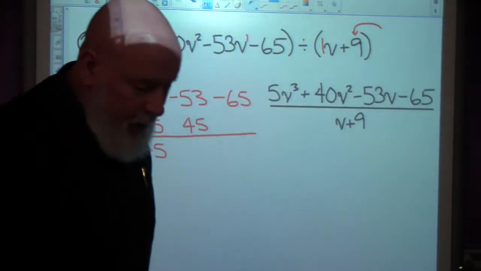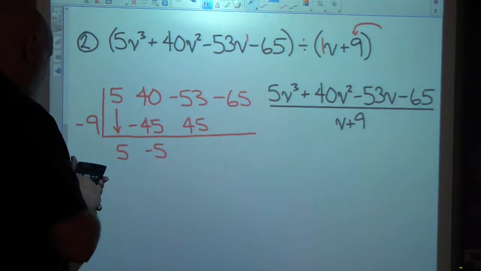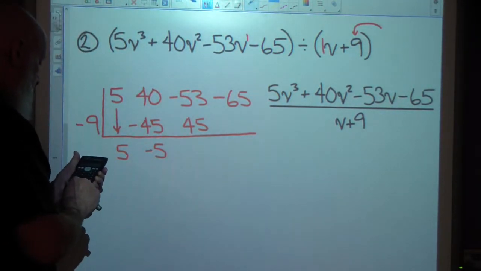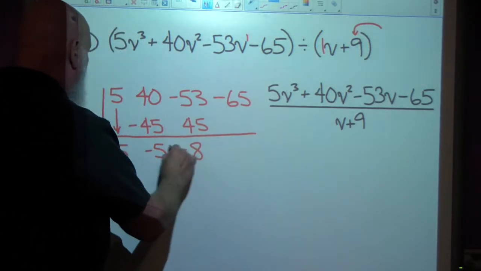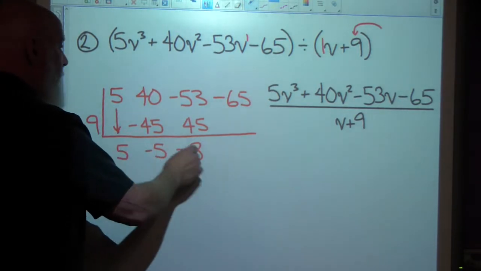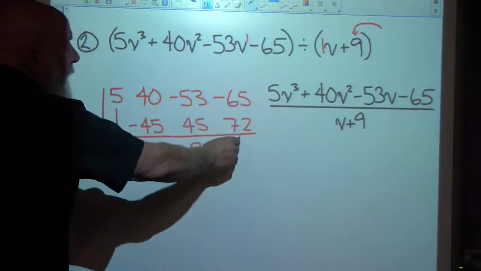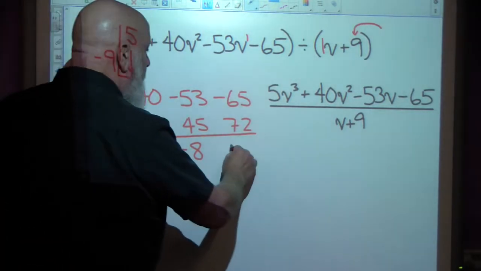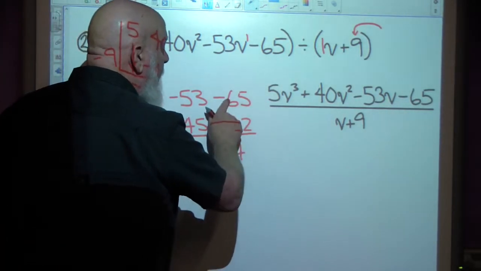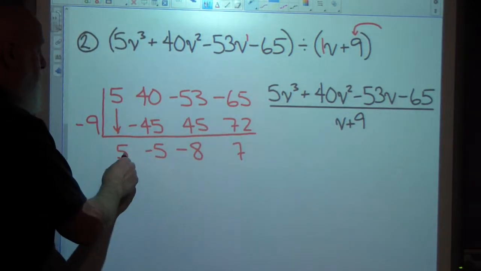And I add these together. Make sure my brain will not mess up. Yep, that's an 8. And it'll be negative. Then I multiply these two together. And then I add those together. Add these down. It'll be 72 minus 65. I'm going to do it with my calculator because my arithmetic has been horrible today. And I keep the one with the greater absolute value. This has a greater absolute value, so it'll be positive. These are the coefficients of my answer.